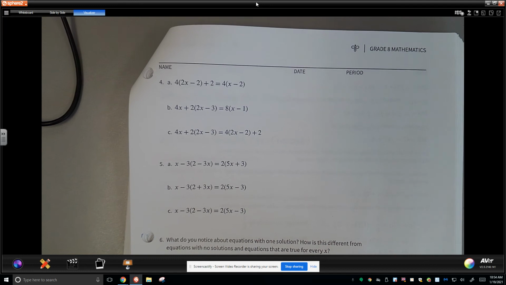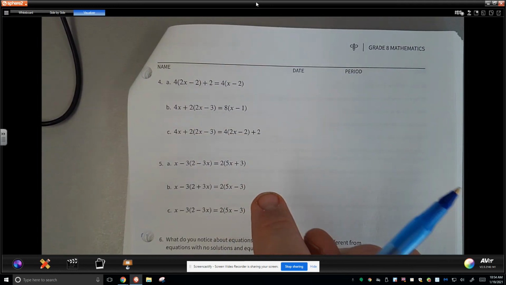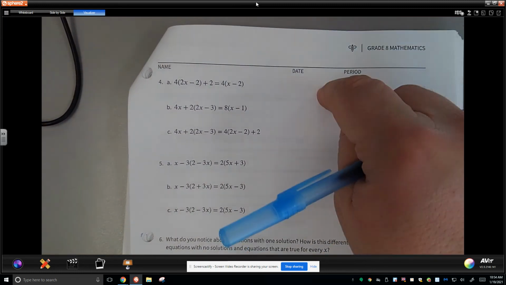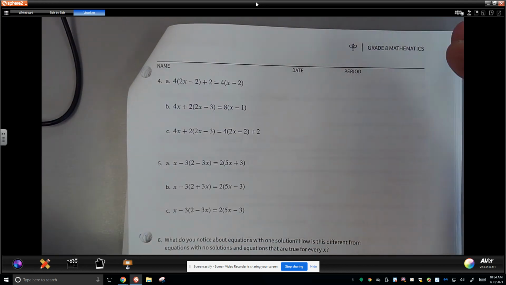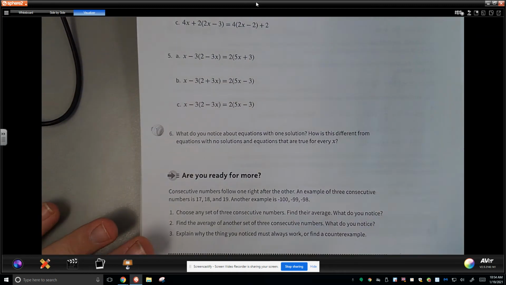There are 2 more here. Again, simplify, simplify, simplify. Compare the coefficients, compare the constants. Remember that same coefficients means that you have all solutions or no solutions. Different coefficients mean that you have one solution.